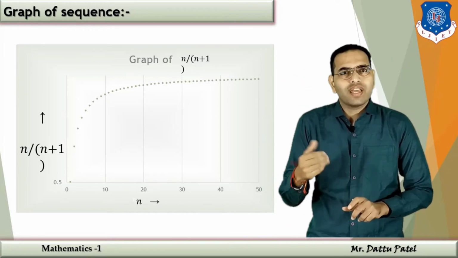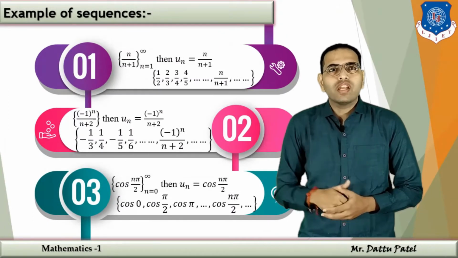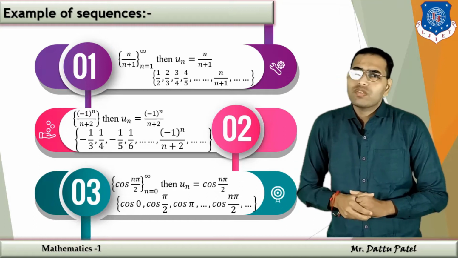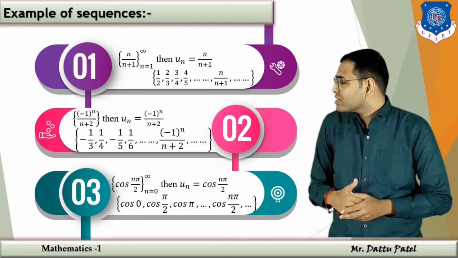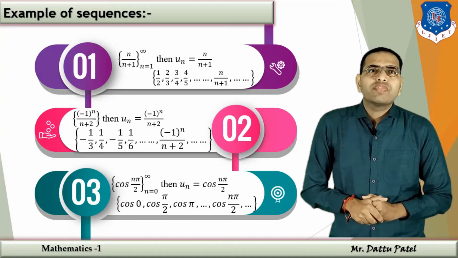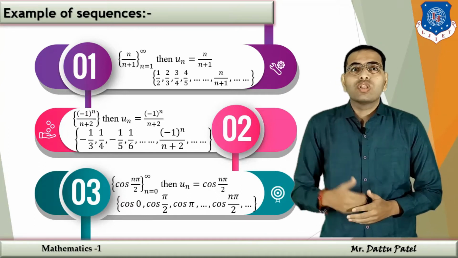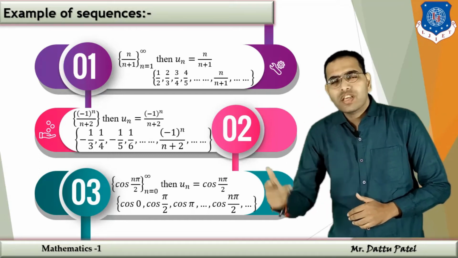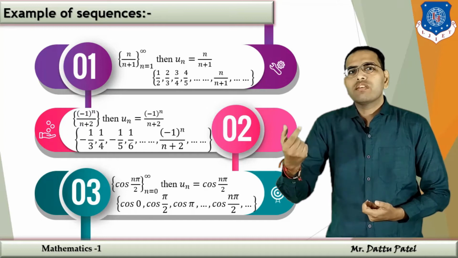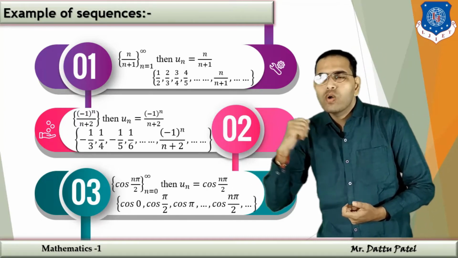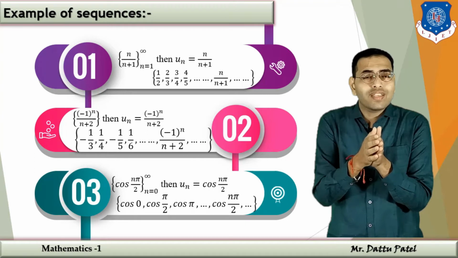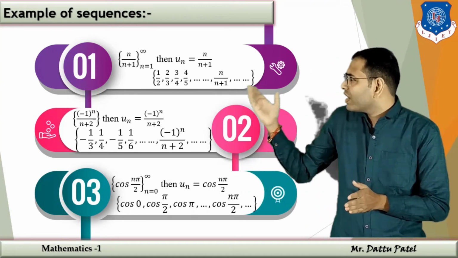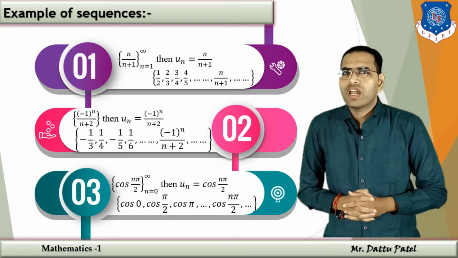Now let's see the second example, which is minus 1 raised to n upon n plus 2. In this sequence un is equal to minus 1 raised to n upon n plus 2. Substitute the value n equal to 1, then we get minus 1 by 3, n equal to 2, then we get 1 by 4, n equal to 3, then we get minus 1 by 5, and so on. In this sequence the first term is negative, the second term is positive, the third term is also negative, meaning our terms have alternating signs: positive, negative, positive, negative. Then we can say that this type of sequence is called an alternating sequence.